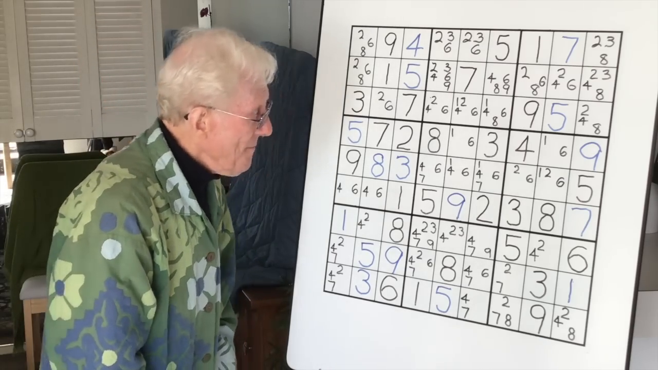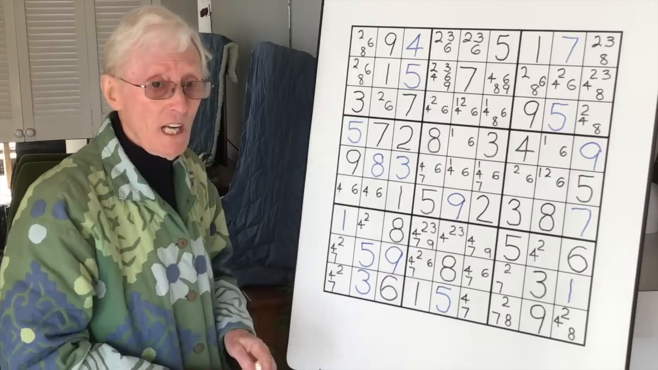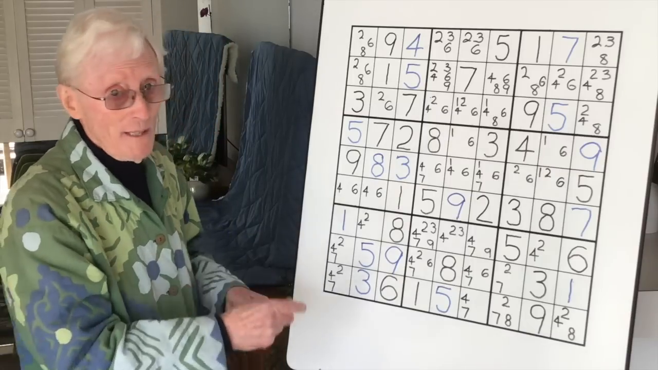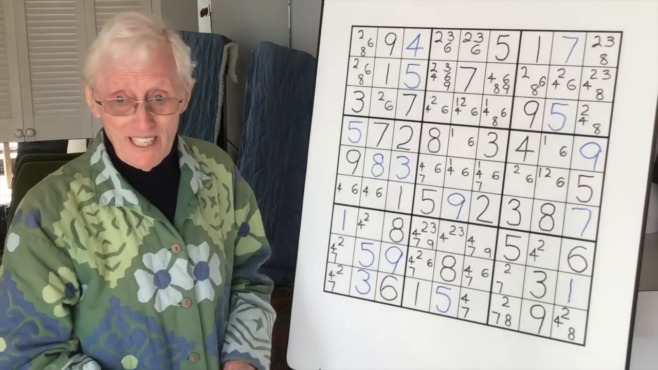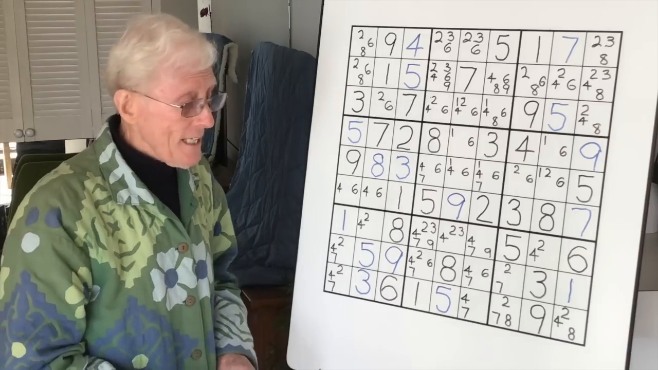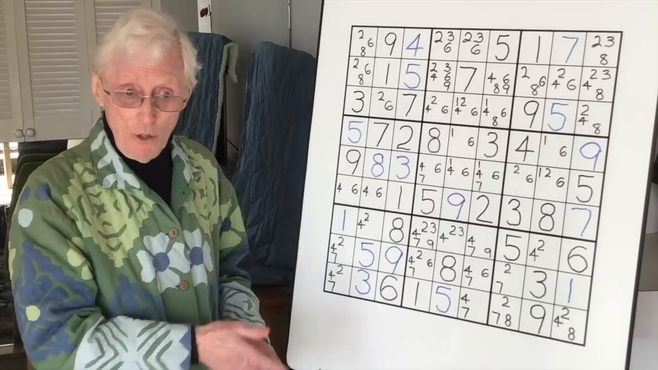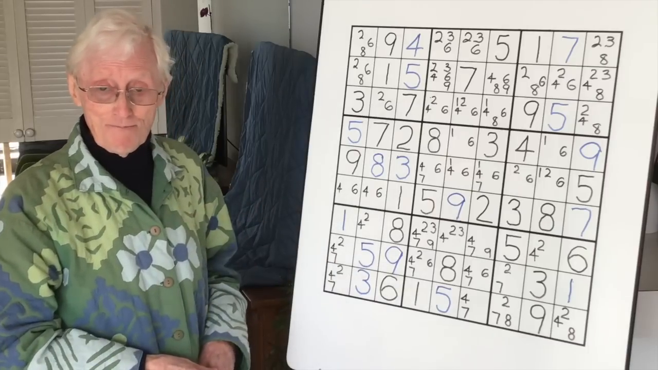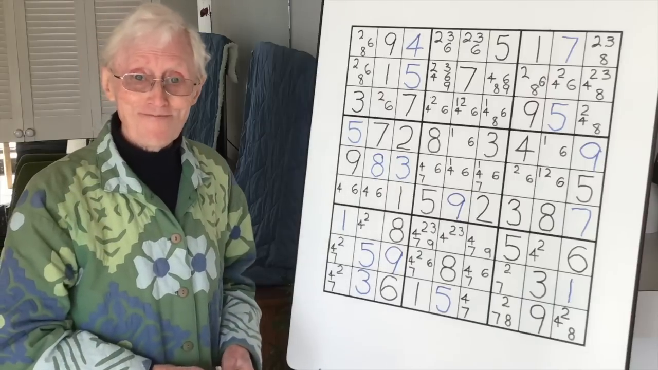So here we go. The first thing I do when we've put all the little possible numbers in is that I look for any single numbers. There's none. Then I look for matching pairs. And there are 4 matching pairs here. If you want, just stop your video and have a look at it. See if you can find them. If you don't want to stop your video, I'll show them to you.